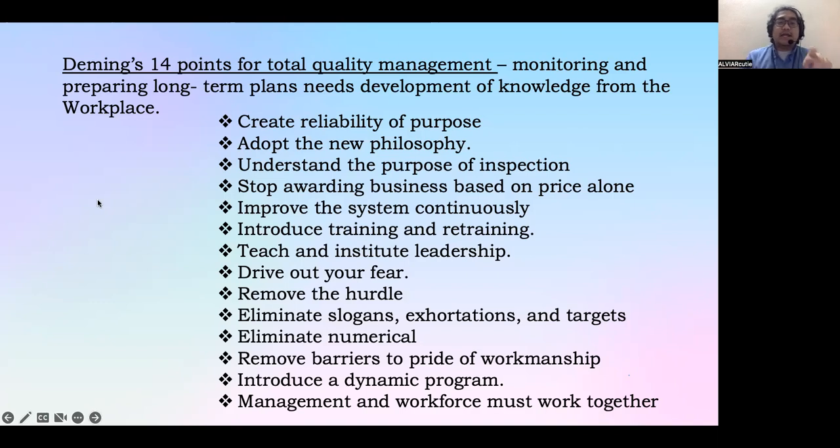So number one is create constancy of purpose, adopt the new philosophy, understand the purpose of inspection, stop awarding business based on price alone. Improve the system continuously, introduce training and retraining, teach and institute leadership, drive out fear, remove the hurdles, eliminate slogans, exhortations, and targets, eliminate numerical quotas, remove barriers to pride of workmanship, introduce a dynamic program, management and workforce must work together.